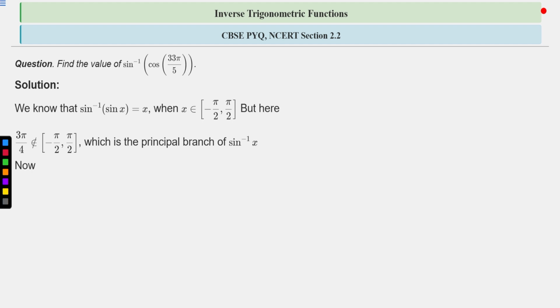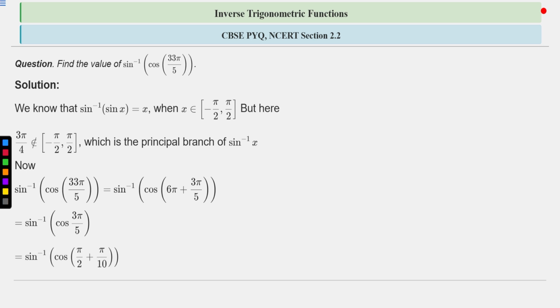Now what can we do? Sine inverse cos 33 pi by 5 can be written as sine inverse cos of 6 pi plus 3 pi by 5. Got it? So we know that cos of 6 pi plus 3 pi by 5 is equal to cos 3 pi by 5, right? Therefore, it will be equal to sine inverse cos 3 pi by 5.